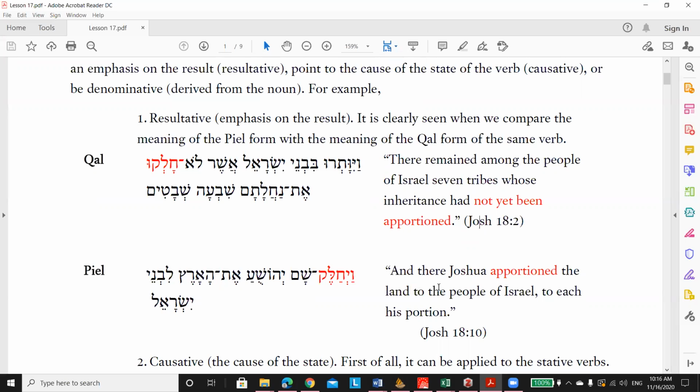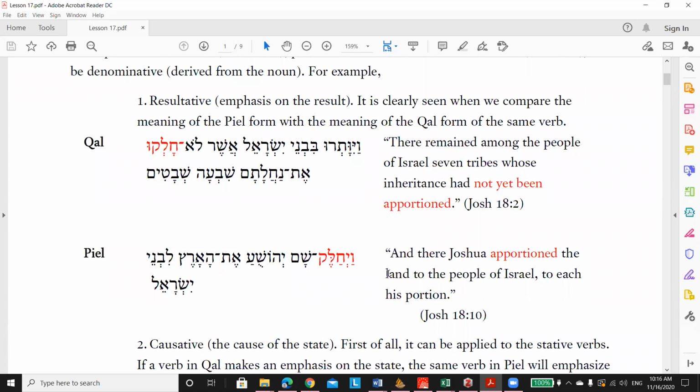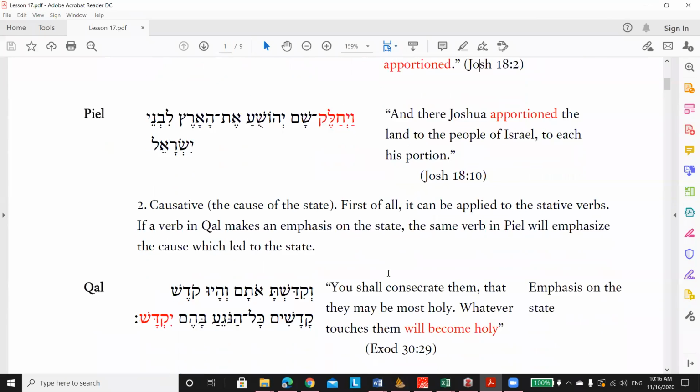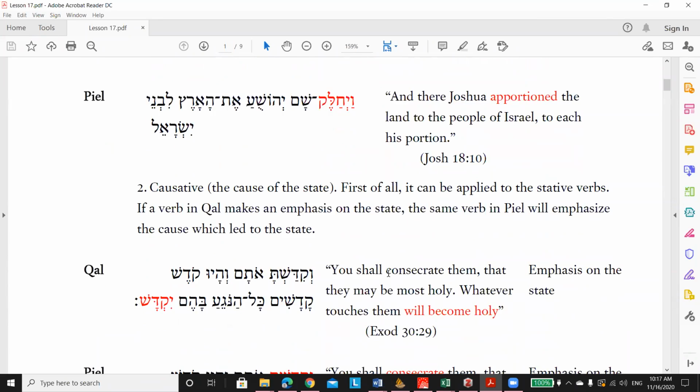And the same verb in another example: and there Joshua apportioned the land to the people of Israel, to each his portion. So do you see, here it is already the emphasis on the result. It is not there in the Kal example, but in Piel, it is an evident emphasis on the result. Also, it could have a causative meaning.